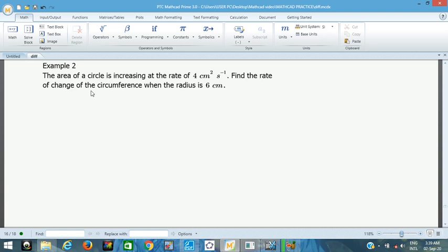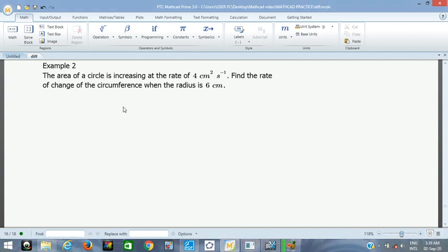Okay, let's continue with what we have been doing in rate of change. This is another example I have for you. If you check the previous video I did, we explained the fundamentals of rate of change, all about what it means and how you can go about it. So now let's go to another example.